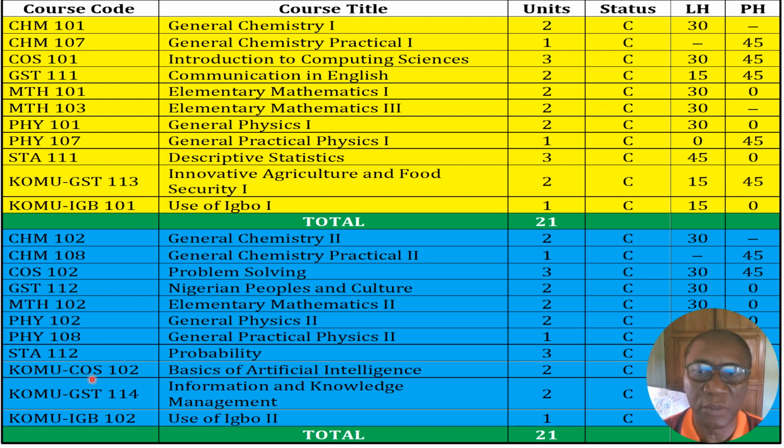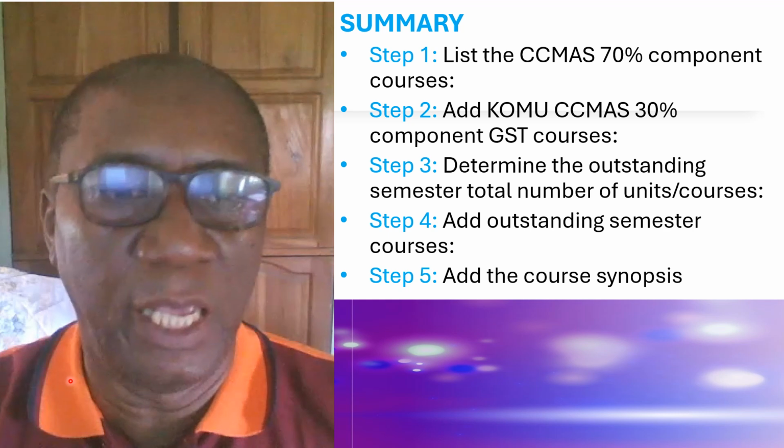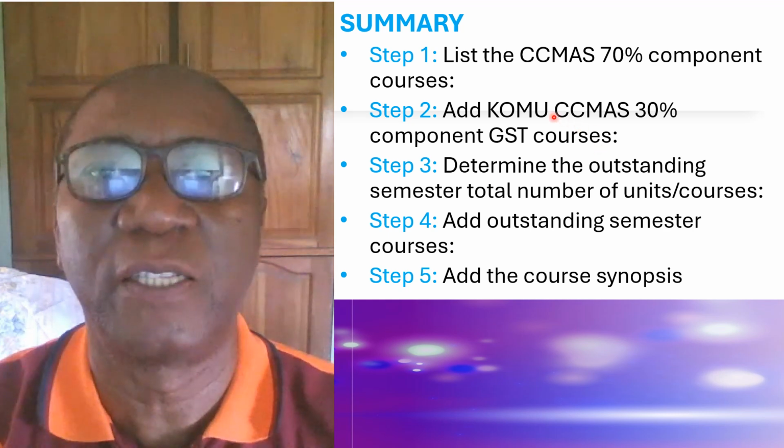After that, you go to second semester. When you go to second semester, you start with KEN 102, KEN 108, the synopsis for all this. When you are done with the synopsis for the 70% component courses, whether they are the original 70% compulsory for that department, and the other 70% you go for related programs, you first of all state the 70% synopsis, then you now put the synopsis of the KOMU courses. So that is all. You can see that it's not a difficult thing to do.